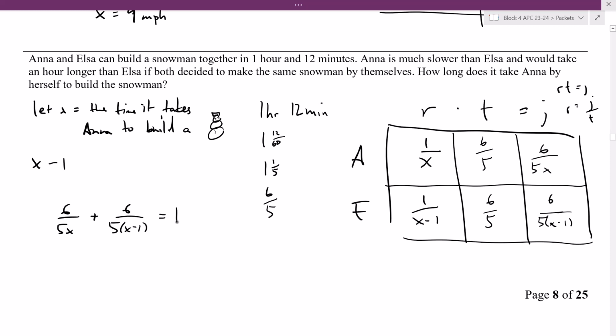How should I solve this problem? Let's multiply everything by 5x and x minus 1. Go ahead. I'll do it too silently while you all are working on it.